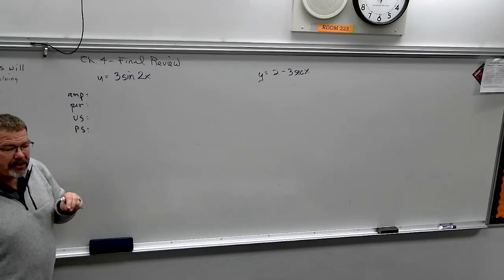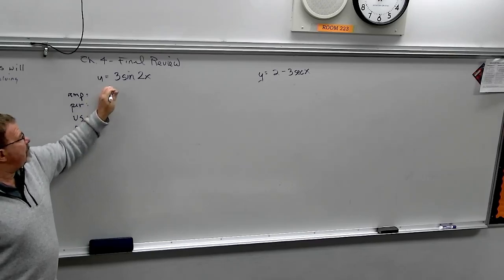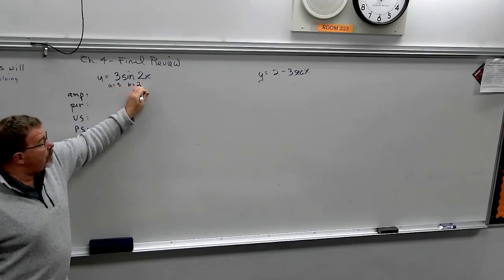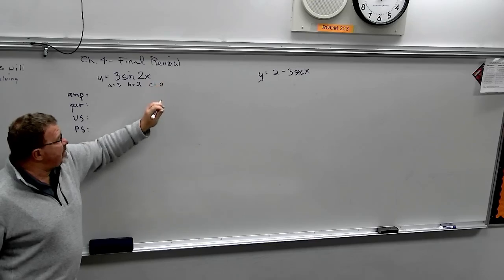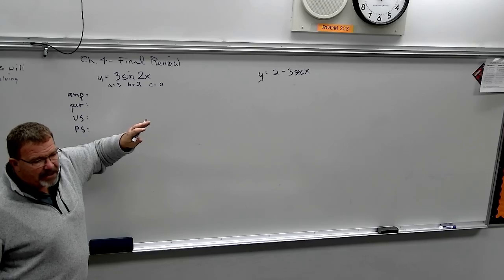Remember, I always like you to list your A, B, C, and D. What's our A here? 3. What's our B? 2. C? There isn't one, so you could just say 0. And how do you spot D? Why is D always easy to spot?